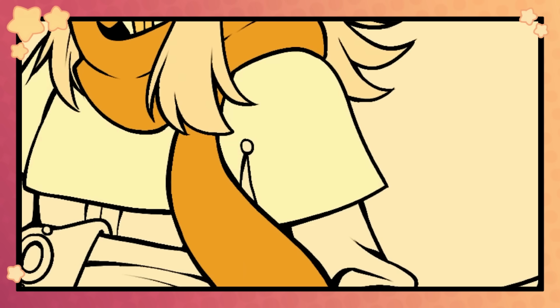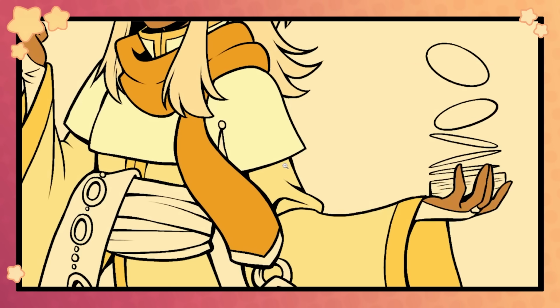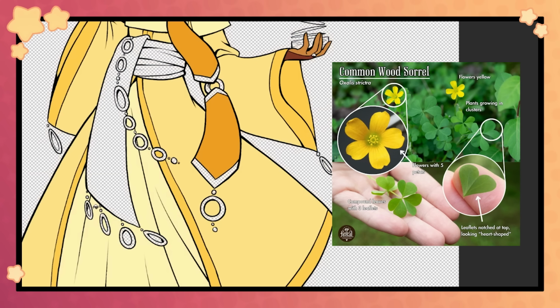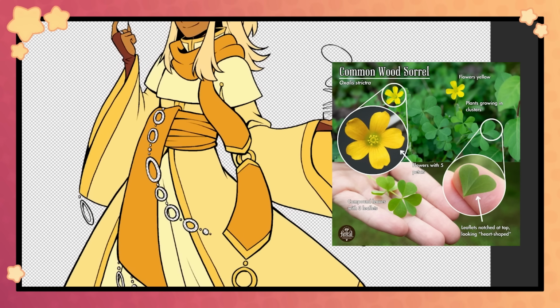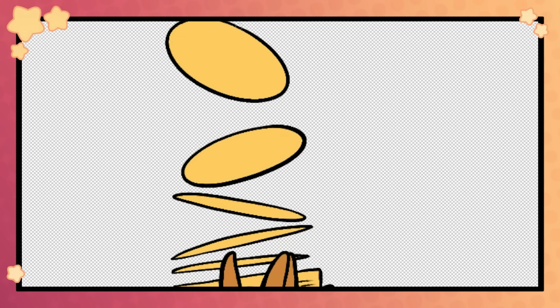Fascinating to me. Also, around this point, the name Sorrel jumped into my head. Wood sorrel is a type of plant. They're these little clovers with yellow flowers. Their color scheme is yellow, and it just kind of stuck. So I'm just gonna call them that from now on.